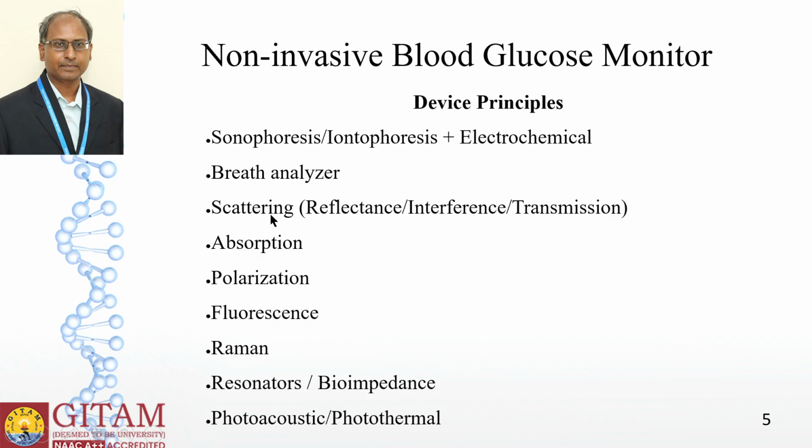Or scattering of electromagnetic radiation can be measured using reflectance, interference, or transmission measurements. Or absorption of electromagnetic radiation can be used to measure glucose concentration. Glucose is optically active, so it rotates the plane of polarization, and higher concentration of glucose leads to greater rotation of the plane of polarization. Fluorescence and Raman spectroscopy measurements are more specific, but the sensitivity is lower, so they are more difficult to make. So the instrumentation will be a little bit more complicated than absorption, polarization, or scattering based methods.